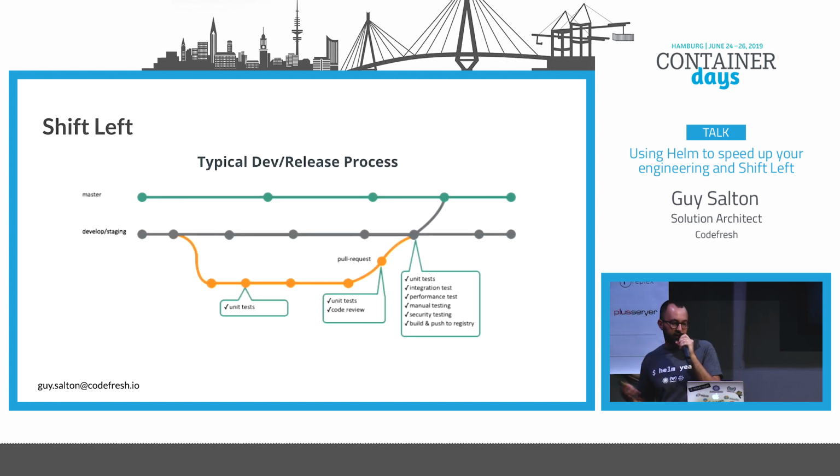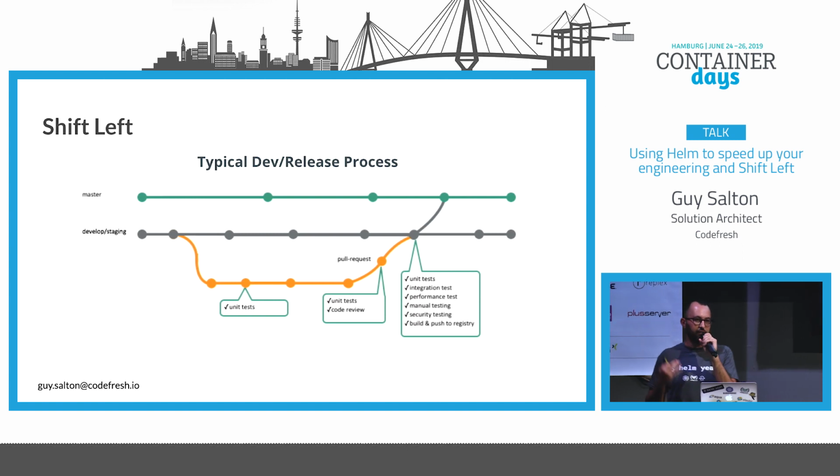So what is shift left? If you look at this diagram, this is a classic, typical dev Git release flow, where every time you make a change, you go maybe through a unit test, then issue a pull request, and go through a code review. And only then, after the code review and the pull request, you eventually get an environment, like a staging environment, where you can run stuff like integration tests, performance tests, security testing, etc.